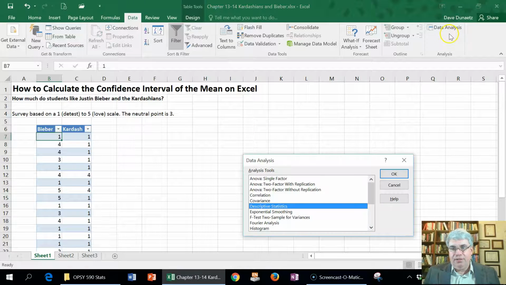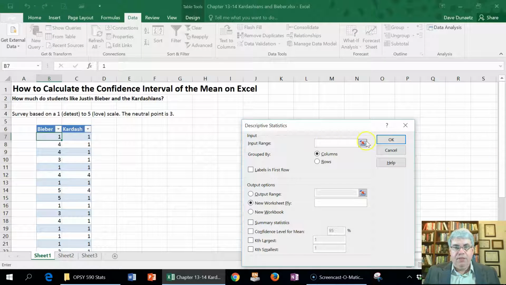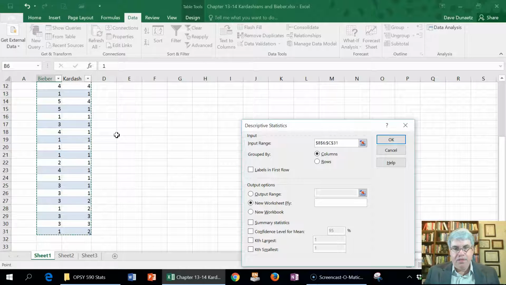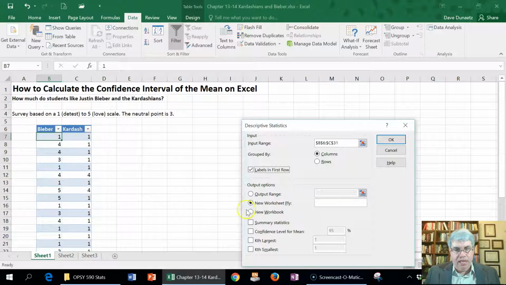So I do data analysis, and we are going to go to descriptive statistics, and we click OK, and we look for the input range, and we're going to input both variables. So I click up on Bieber, and I do shift right to get both columns, and I go shift down to select all of the column. And it's grouped by columns. The labels are in the first row. The label means the variable names.